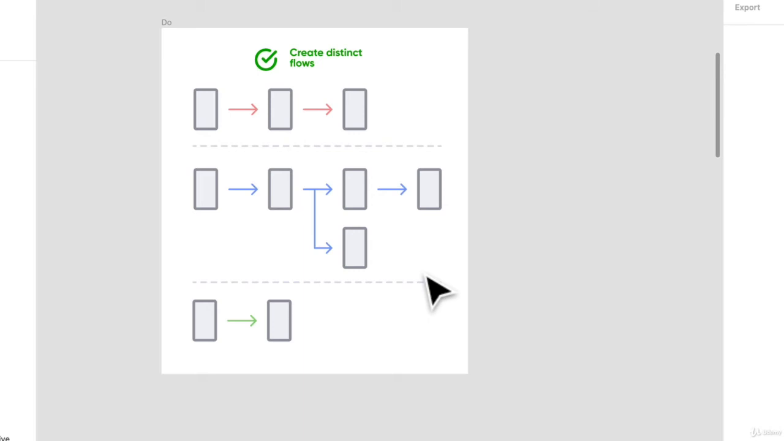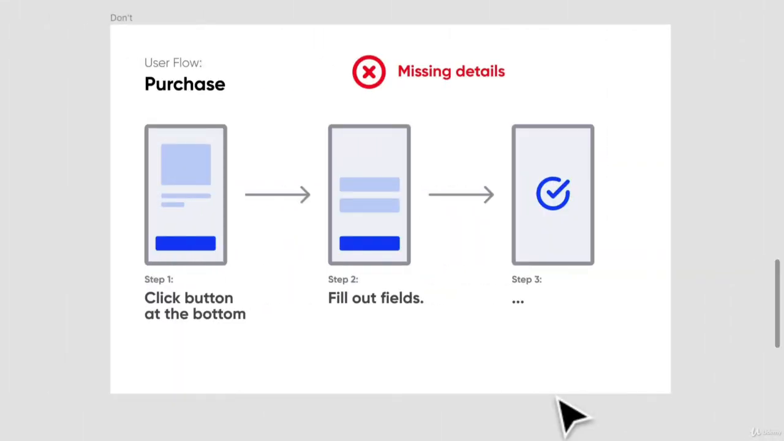And the last don't, your flows should represent a complete task. Don't do this. You're missing a bunch of details here. There's a bunch of useless information, like click button at bottom. I'm not sure what button means. Fill out fields, like what fields? And I mean, there's just nothing left at the end. We should have some sort of description of what that end goal is. We need to know the details the user needs to take to complete a task and the actions.